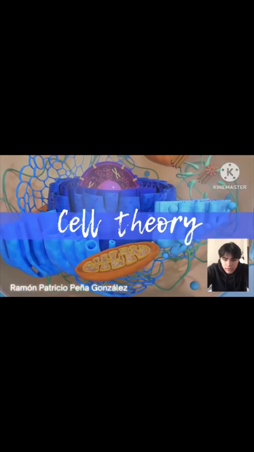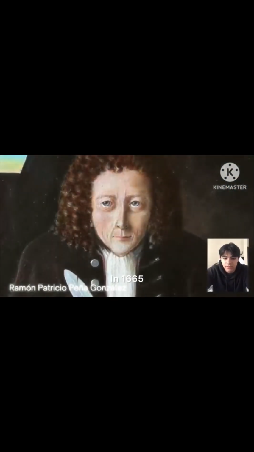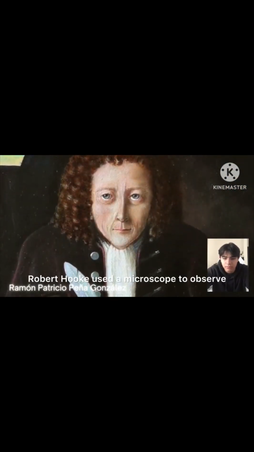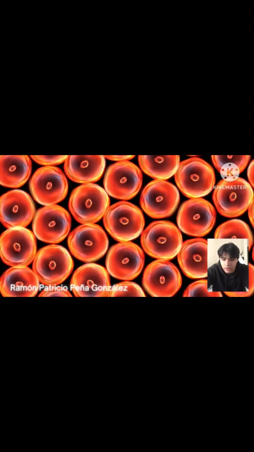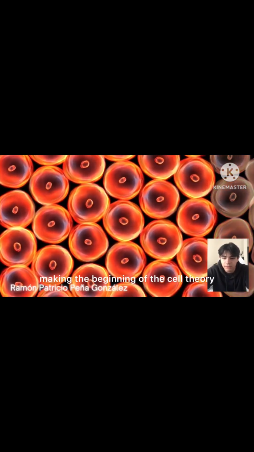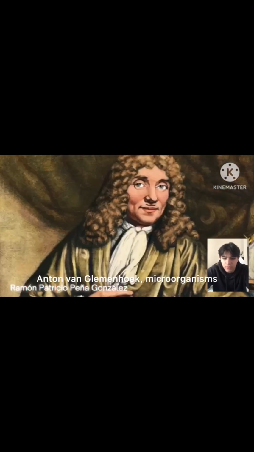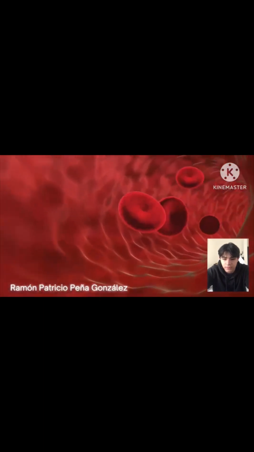The cell theory, the initial discovery. In 1665, Robert Hooke used a microscope to observe a thin slice of cork and described the structure as cells, marking the beginning of the cell theory. Anton van Leeuwenhoek, microorganisms. With his improved microscope, he observed microorganisms and blood cells.